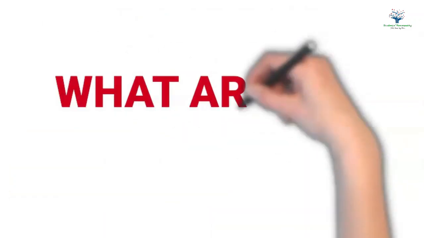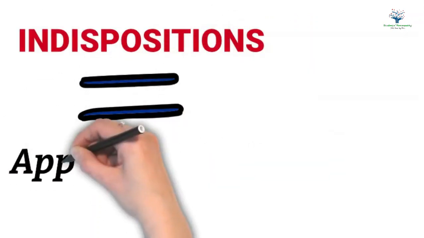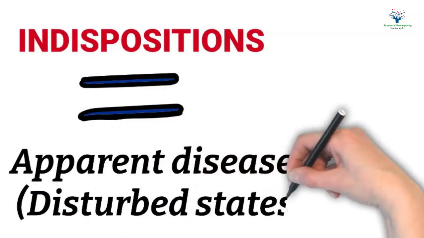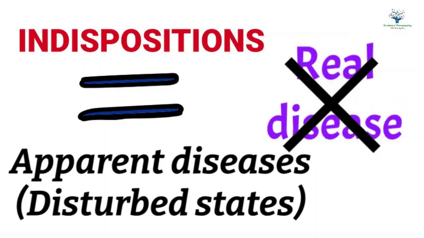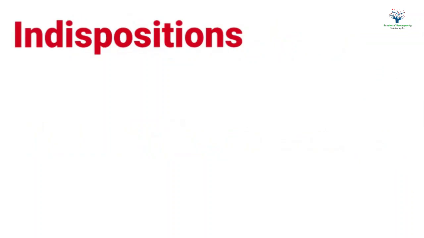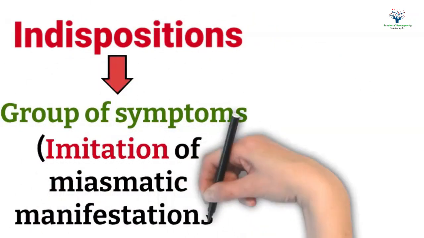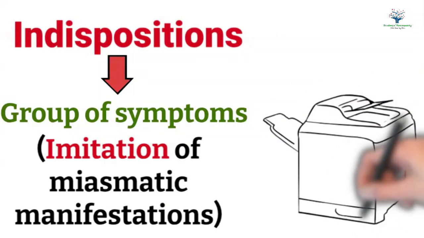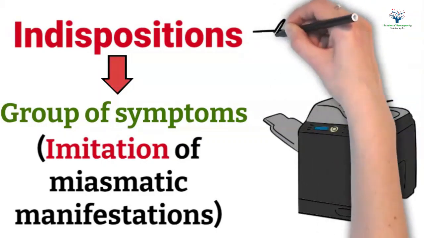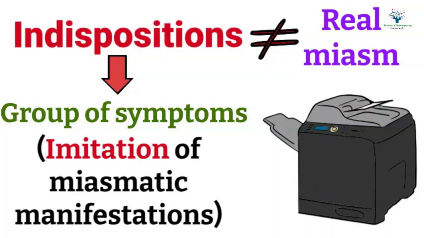So, what are the indispositions? Indispositions are the apparent diseases or the disturbed states, but not the real disease. They mimic the miasms, that is, they produce the group of symptoms which are the imitation of miasmatic manifestations. That means the symptoms produced by the indisposition are exactly the same or a copy of miasmatic manifestations, but indispositions are not the real miasm.